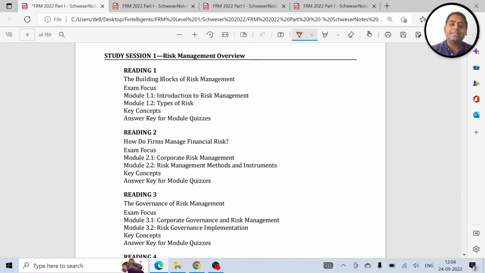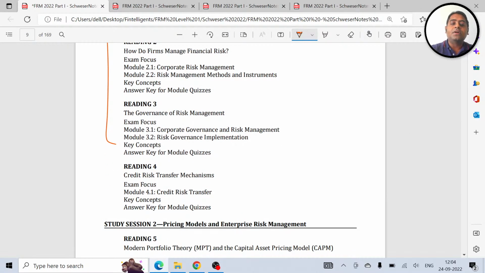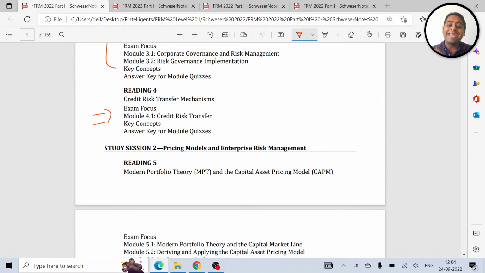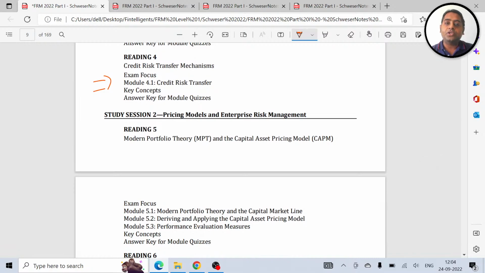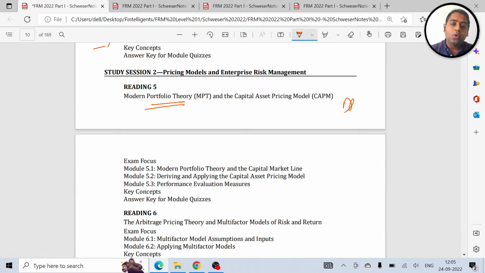These three chapters are purely theoretical chapters. You can expect an interlinked question in the first three chapters of the book. Credit risk transfer mechanism: ideally you should be reading this with Anatomy of the Great Financial Crisis. These two chapters can be combined and questions can be asked from the exam perspective. The Modern Portfolio Theory is important. This is also a base chapter for your Level 2.